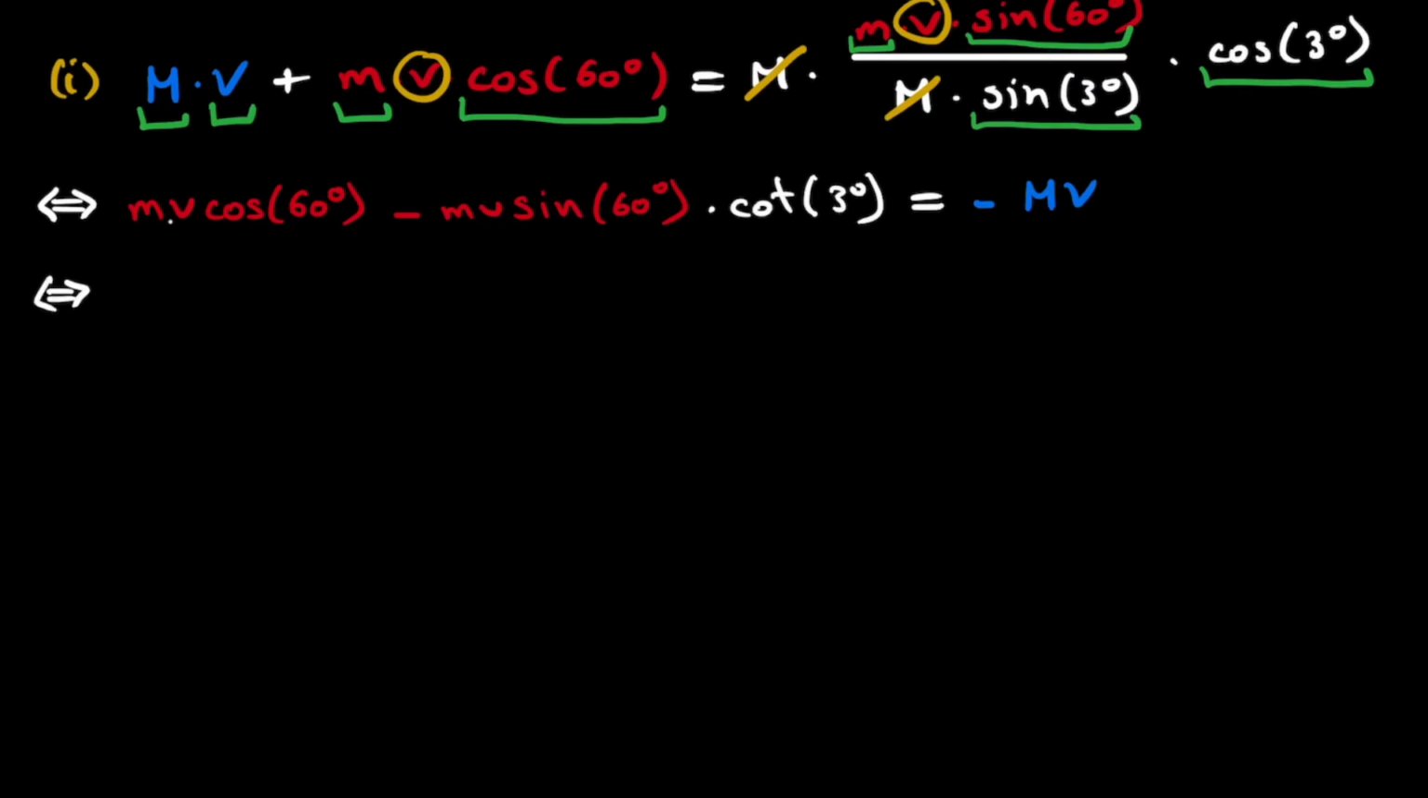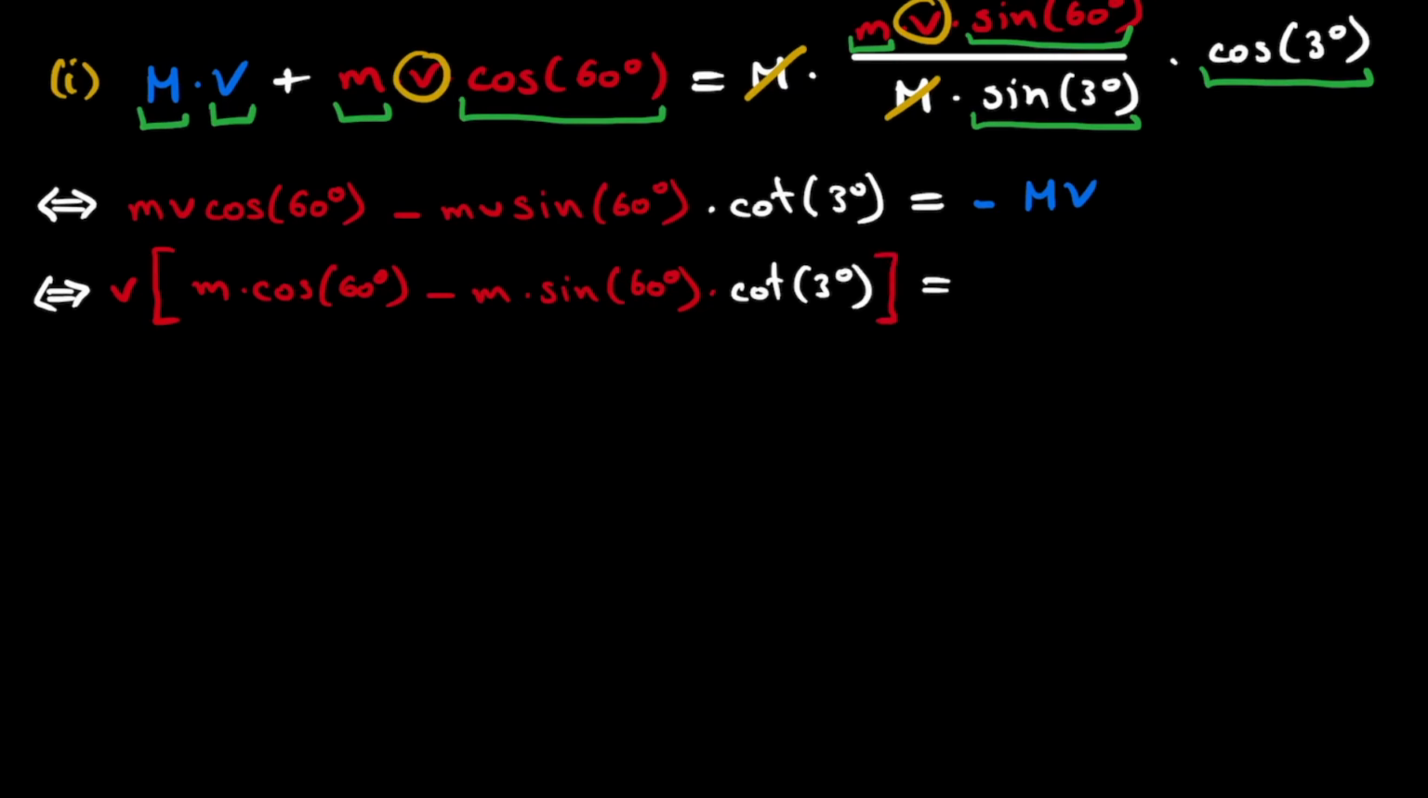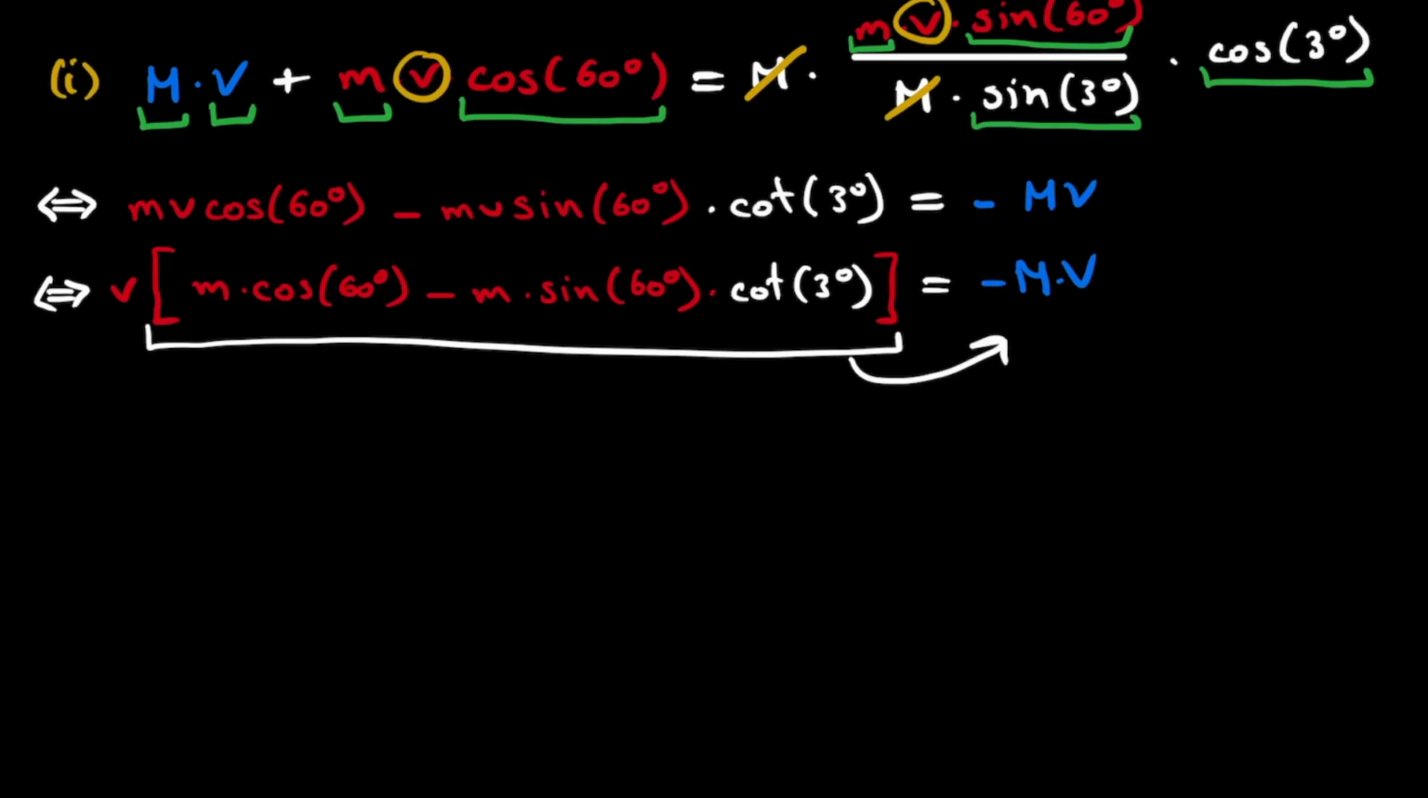Factoring out this v from these two terms, we get the following. We have the velocity of our object that we're sending to the comet multiplied by its mass times the cosine of 60 degrees minus its mass times the sine of 60 degrees multiplied with this cotangent of 3 degrees. And again, this will have to be equal to minus capital M times V. And of course, we see that this bracket right here, we can divide away and thereby get it to the other side of the equality sign. And then we have isolated this small v. So let's do that right now.